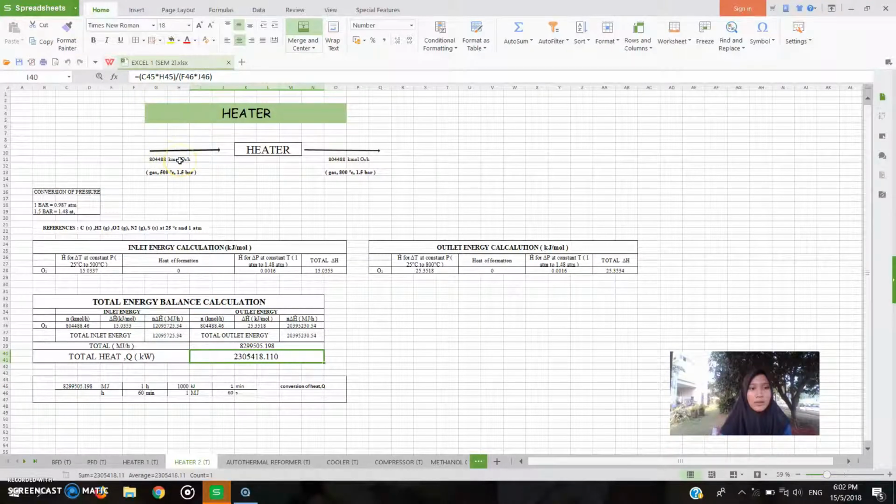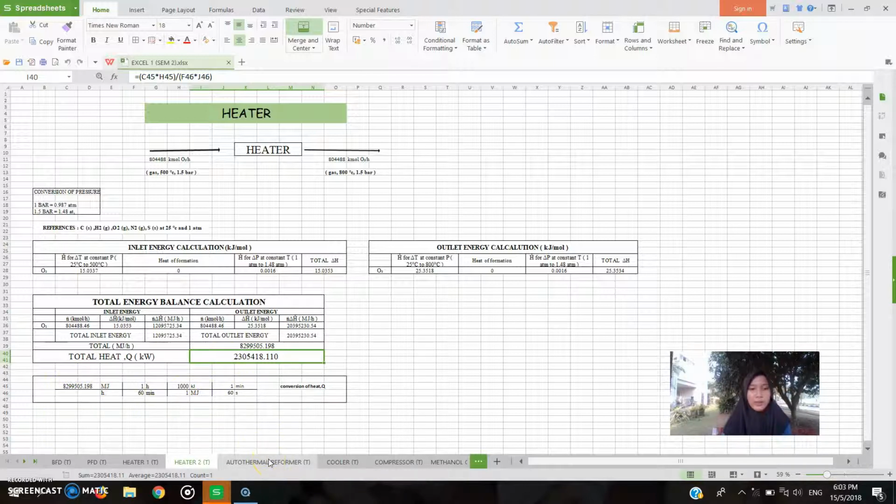Moving on to the second heater, it's the same as the first heater, but this one is in the oxygen stream. It wants to increase the temperature from 500 to 800. The pressure is the same. Then we calculate the inlet energy and the outlet energy. We got the total heat, which is around 2 million. This is just the conversion of heat Q if you want to see.